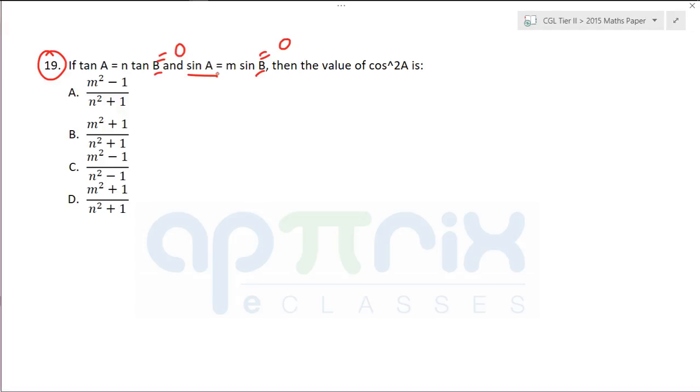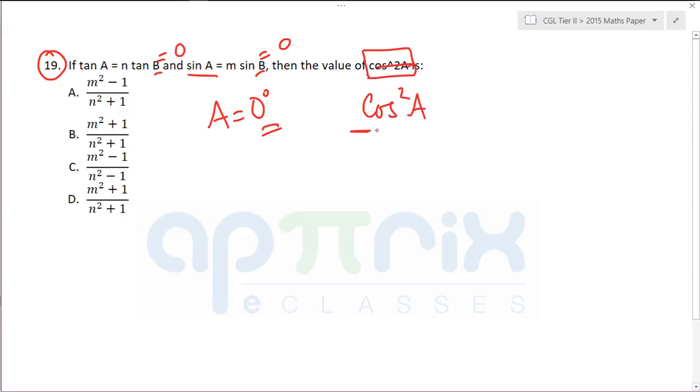If sine a and tan a both become equal to 0, it means a will be equal to 0 degree. So if a is 0, then cos square a should be equal to 1. So I'm just going to come here in this particular question and explore all the possibilities, right? If you put m and n equal to 0 and 0, let's say, then also I'll get tan a 0 and sine a 0. Then a will be 0, cos square a will be 1.